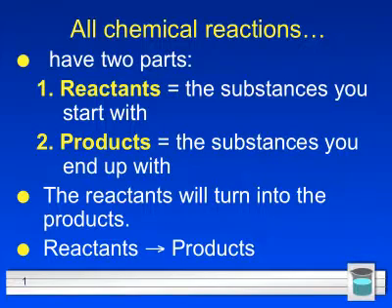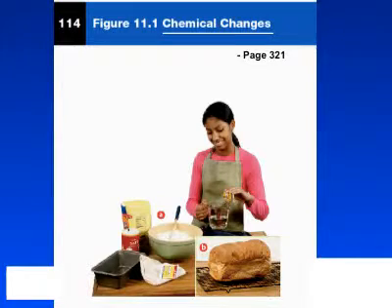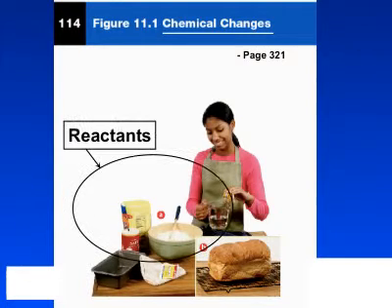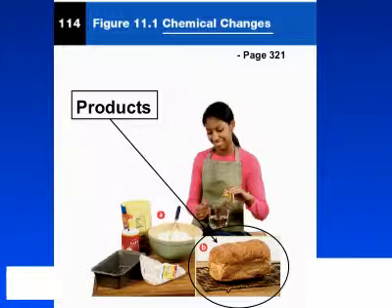A chemical reaction is taking place. It's pointing towards the cookies. Am I going to get my reactants back very easily? No. So here's another example. This person's baking bread. You mix all of these things together, you put them in the oven, and you get your product of bread.